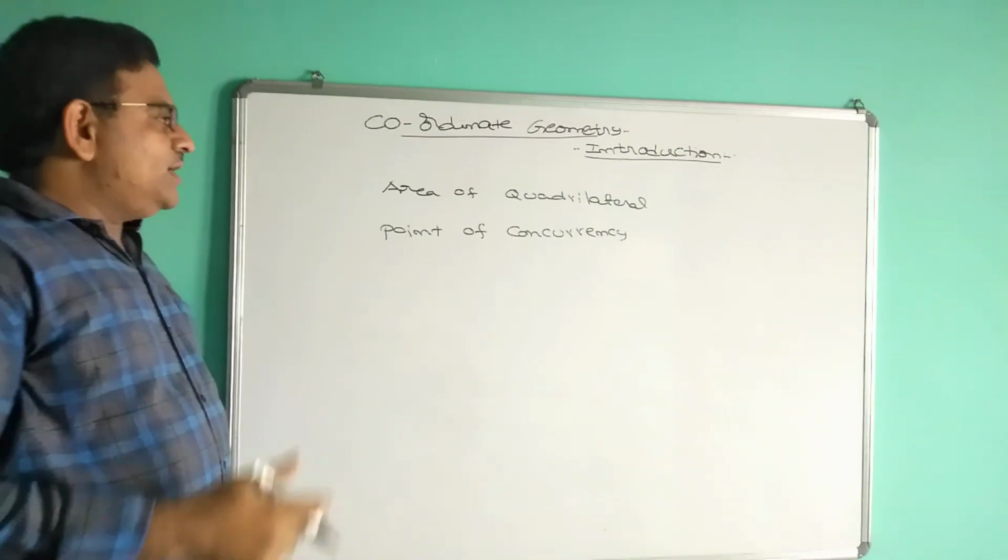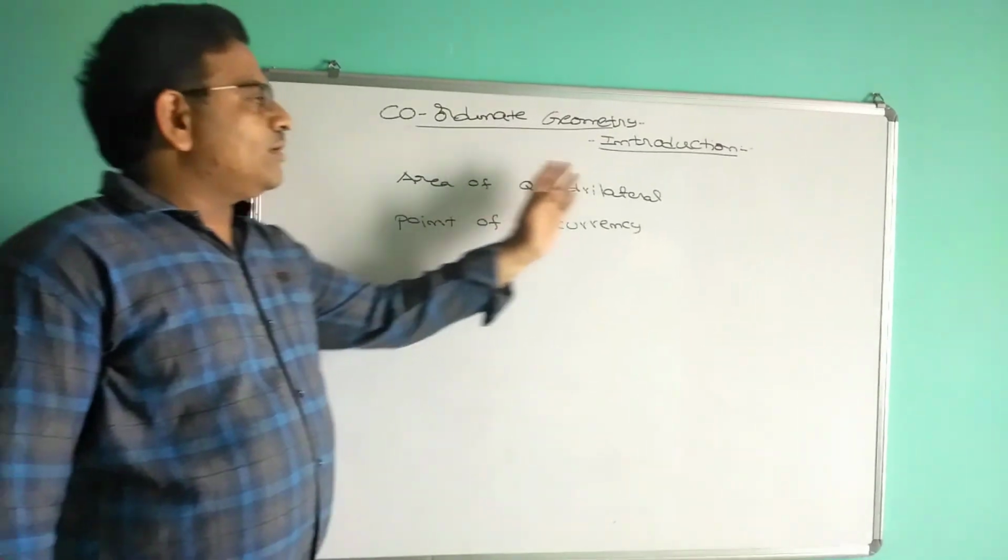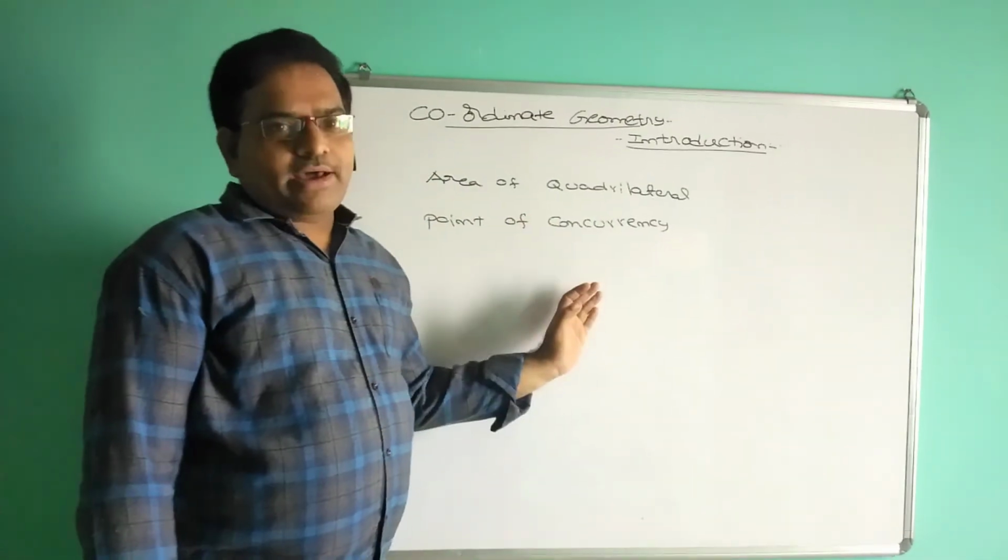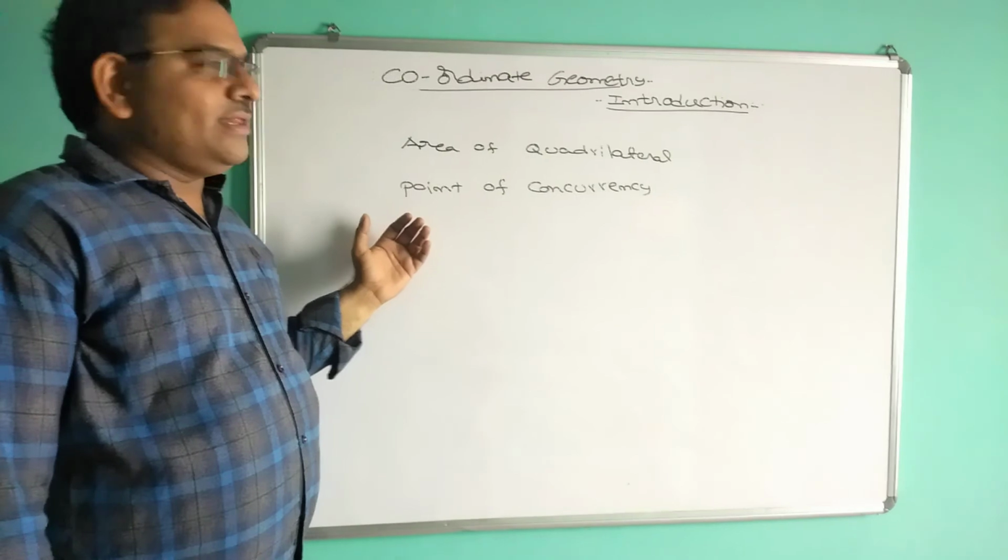Okay. In the next video we will go with the area of the quadrilateral and the point of concurrency. This concept will be explained in the next video.